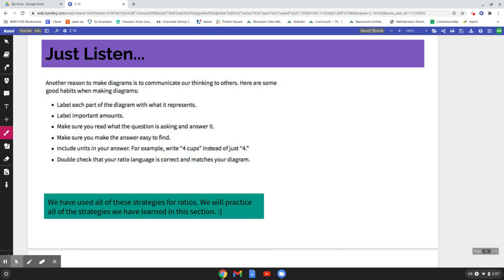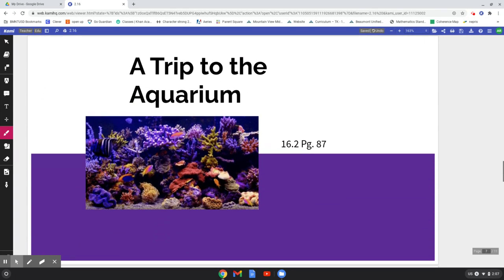So we want to make sure that we label important amounts, make sure to read it, make sure to answer the question or give the answer to the person. Include the units. So if it's 4, make sure to have cups and all of those. So we have used all of these. We're just going to practice them. So there's really no new information for today as far as new steps.